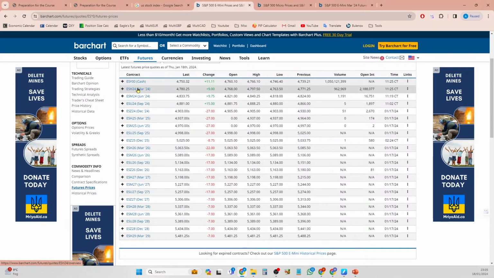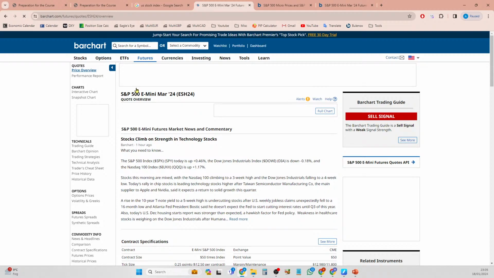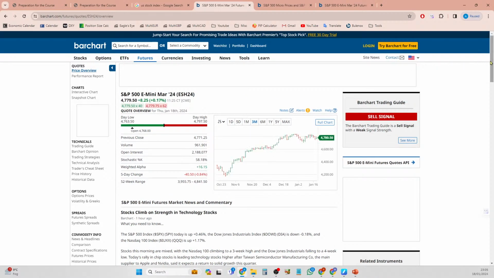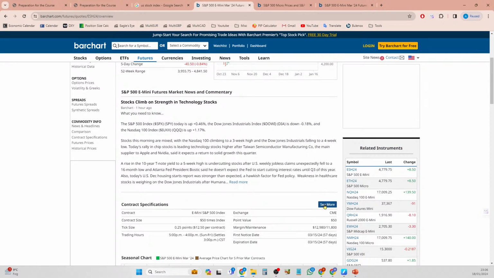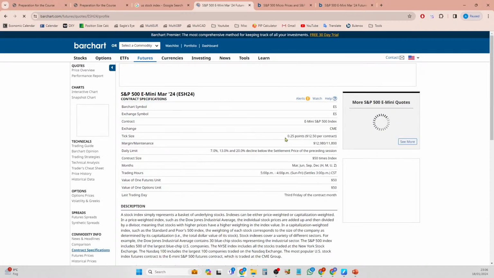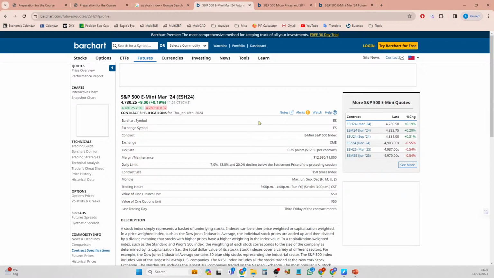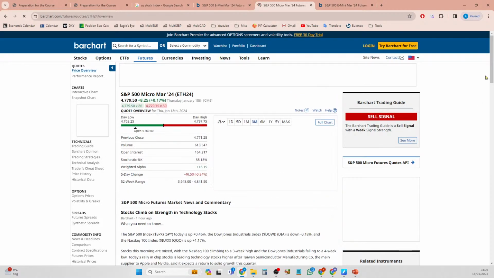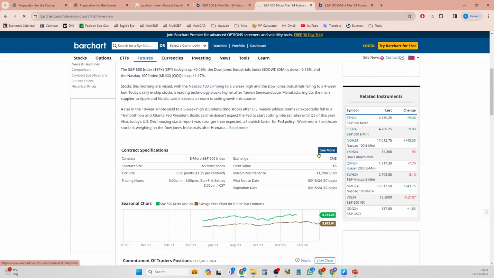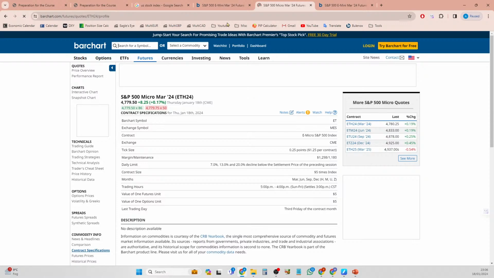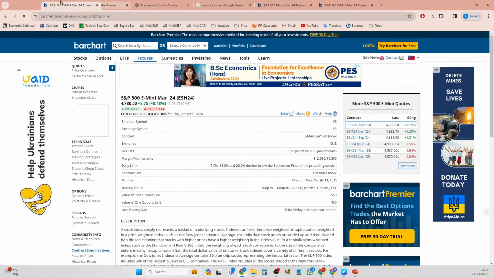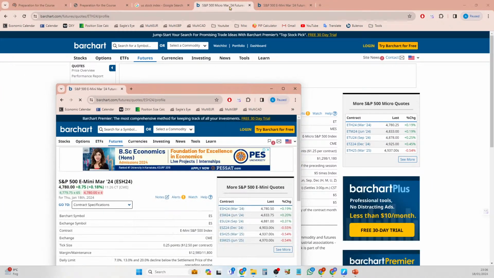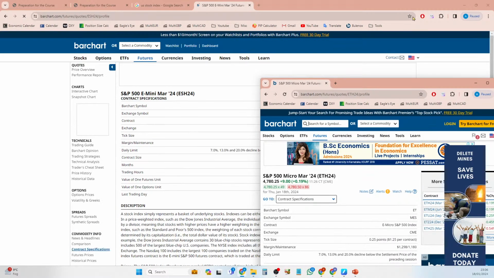So now we want to go into the details of what that contract means and how it works. Let's click on the name of this contract. You want to scroll down and click on the see more button over here. Now I'll also open up the same option for the micro contract as well so that we can compare them side by side. Let's click on see more. Just put it as a separate window here.